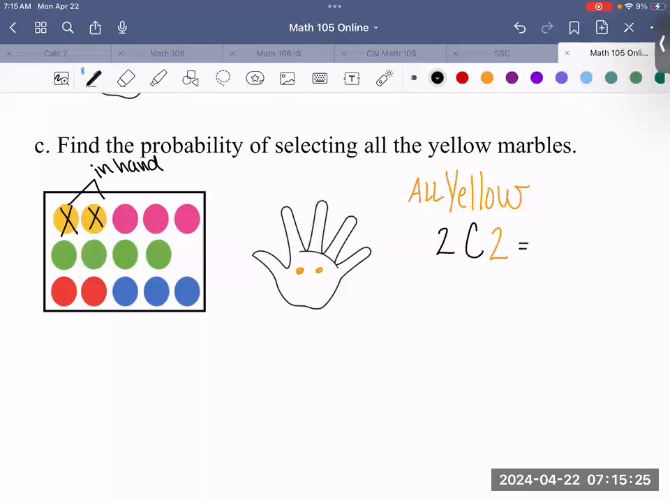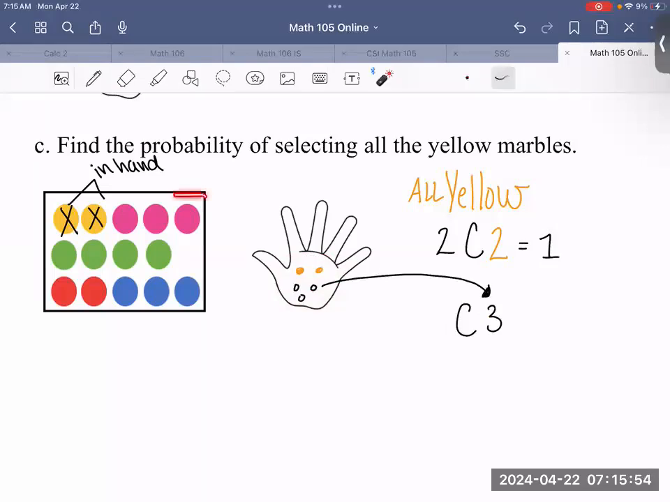Now there's only one way to choose from there. Now, if I need 5 in my hand, 1, 2, 3, 4, 5, wrote too many, right? If I have these 2 yellow, how many more do I need in my hand? Well, I need 3 more in my hand, right? These 3 more to make 5.